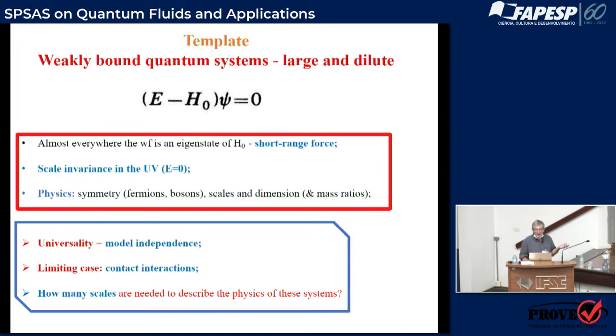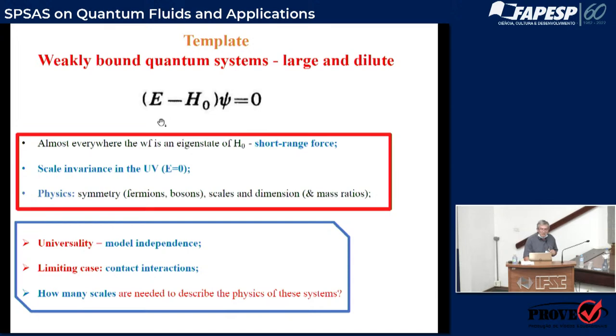For that to happen, essentially the wave function should have a large probability to be in a region where the potential is zero. Then, of course, this is a solution of the free Schrödinger equation. And this is valid if you think about short-range potentials and also small binding energies as well as long wavelengths. Because if you have something deeply bound, the story is completely different.